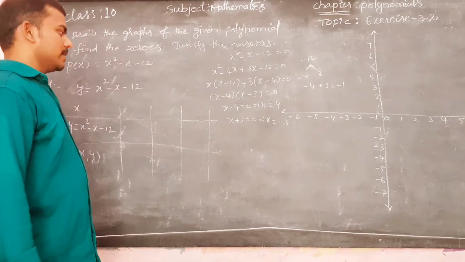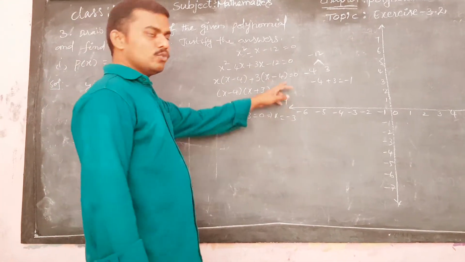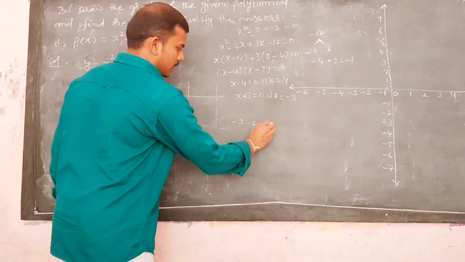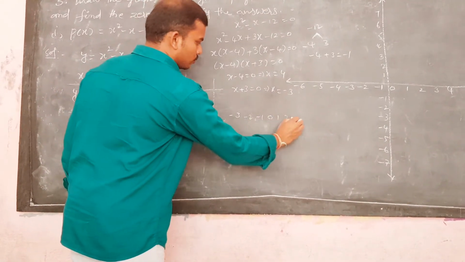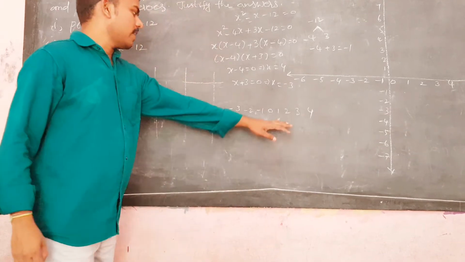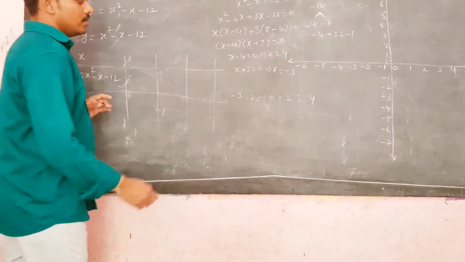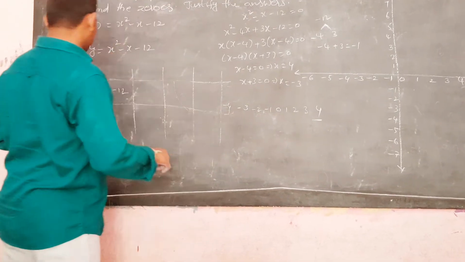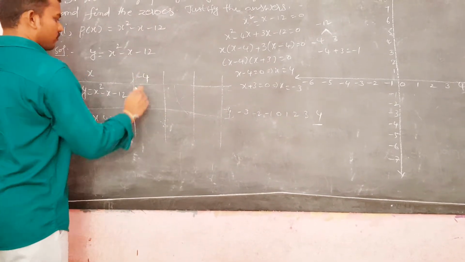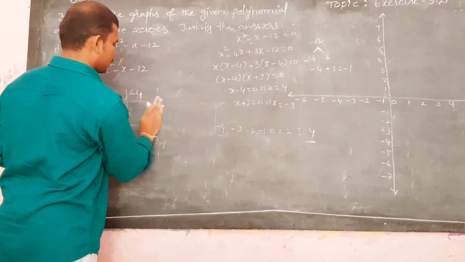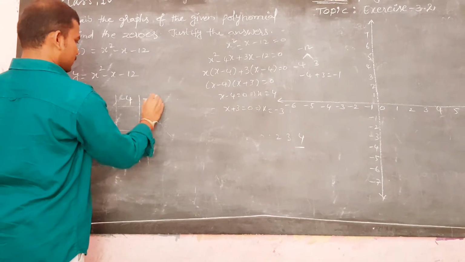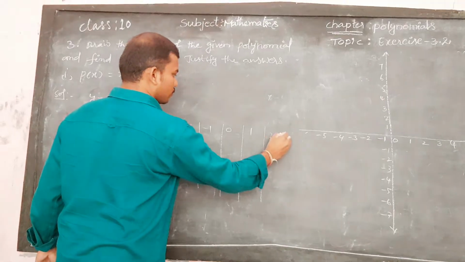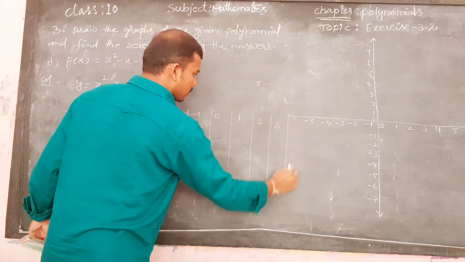Here we will take the x values from minus 3 to 4: minus 3, minus 2, minus 1, 0, 1, 2, 3, 4. So these values are taken in the x coordinate. Here we also take minus 4. So minus 4, minus 3, minus 2, minus 1, 2, 3 and 4.